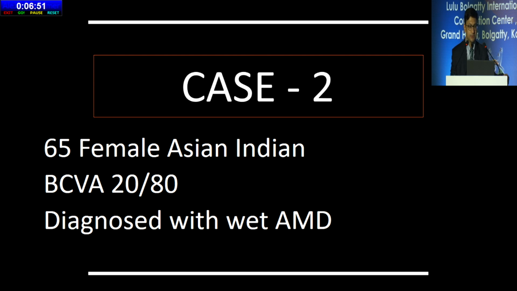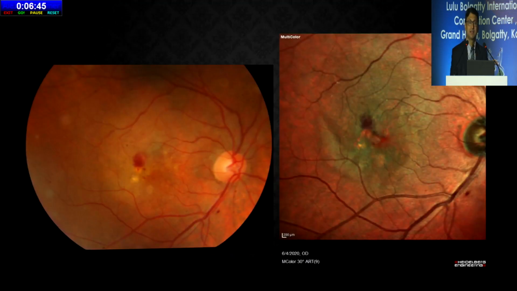So this is a patient who's been diagnosed with wet AMD. She is elderly, falls into the age group, and has low visual acuity. But this is a more complex case. With the background of PCV that you've heard from Simar and pachychoroid from Dr. Diksha, you can see that this patient has a combination of findings, and I'll dissect each finding in this image.